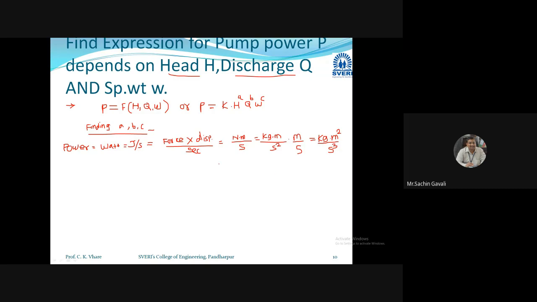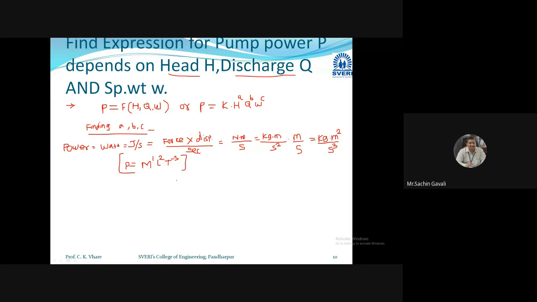So ML2, therefore, power unit will become what? Power is equal to what? In that case, the power formula is M raised to 1, L raised to 2, and T raised to minus 3. Am I right? Minus 3. We have done the calculation correctly. Okay, then we have to find out now.